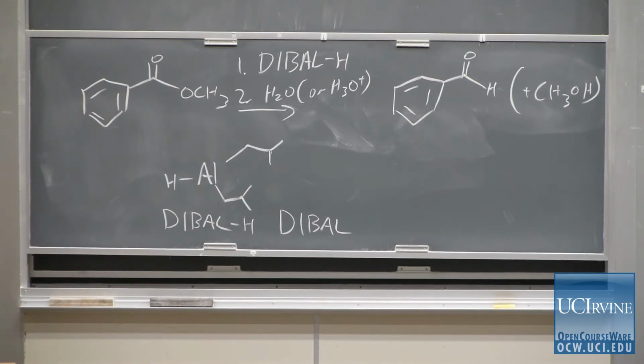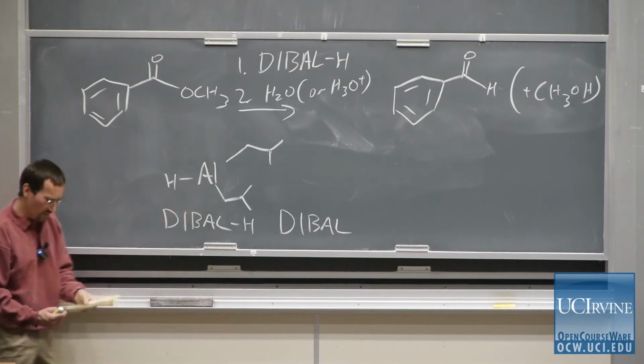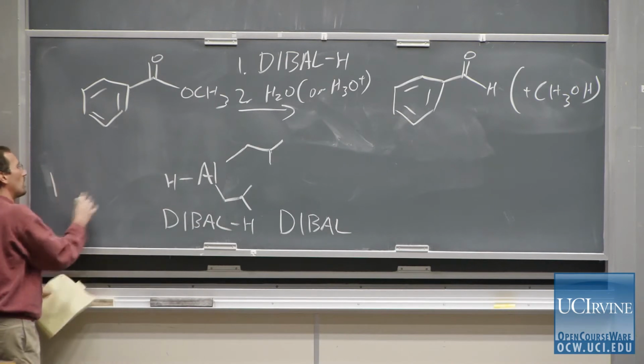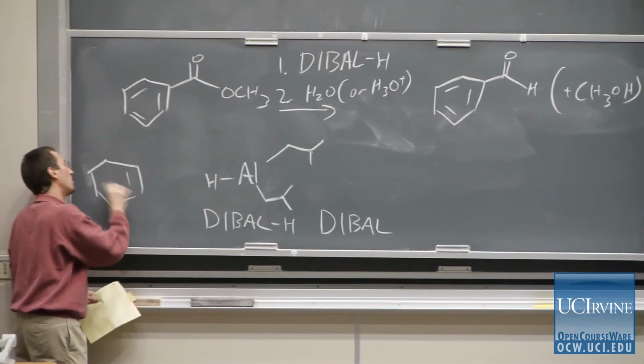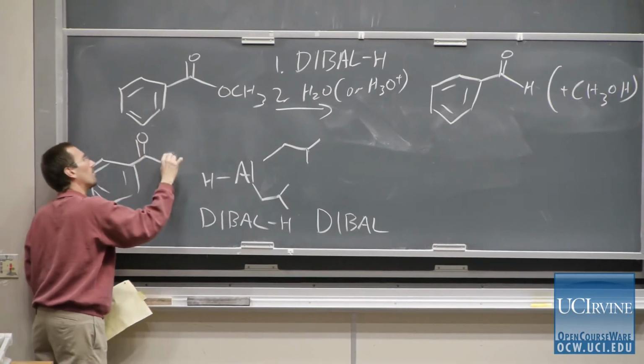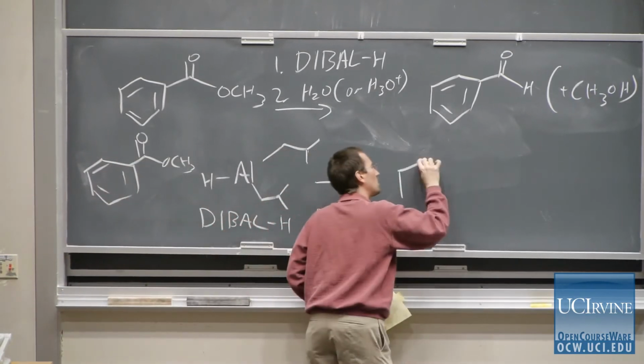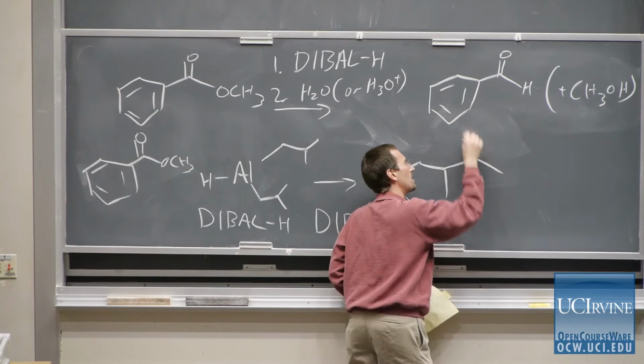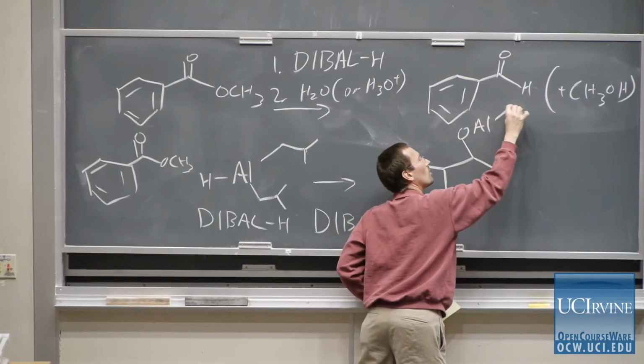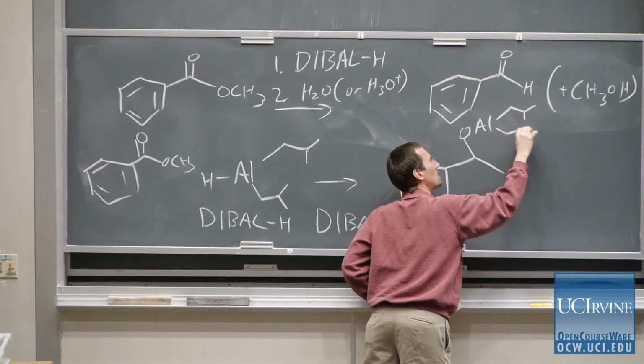So the gist here is, just as we've dealt with other sorts of nucleophiles like methyl lithium adding to a carbonyl, here we have a hydrogen nucleophile, a hydride nucleophile on aluminum. And the overall result, or partway through, you get a tetrahedral intermediate. So your methyl benzoate reacts with diisobutyl aluminum hydride to form a tetrahedral intermediate with your aluminum and your two isobutyls on there.